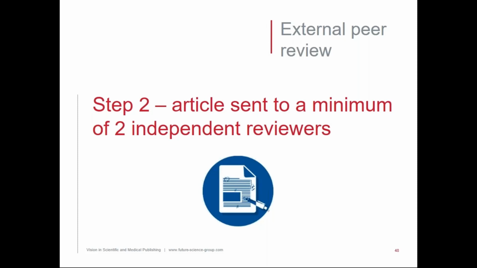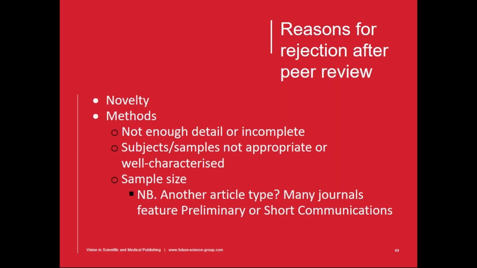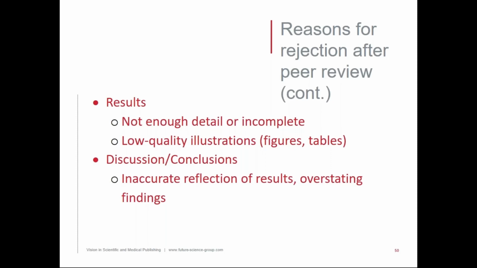And some of the more common reasons why a paper can be rejected following peer review are shown on this slide. So sometimes issues around novelty of the work, problems with the methodology, so perhaps not shown in enough detail, the subjects or the samples aren't appropriate or well characterized, and the sample size maybe can be a little small. I've made a little note there as well that in that case, sometimes it might be worth considering another article type. So something like a preliminary or short communication is often something that a journal will consider for these more preliminary studies.